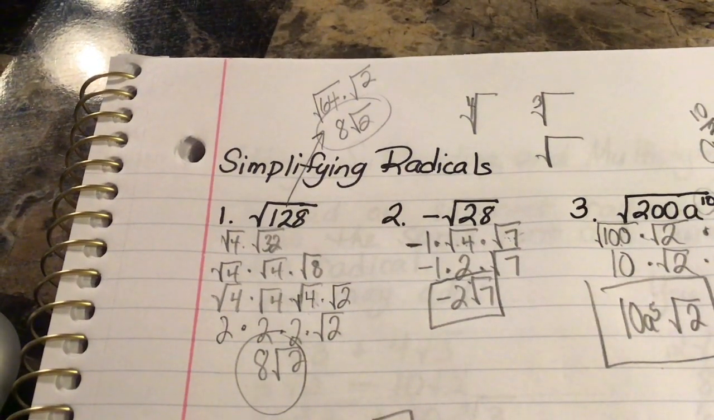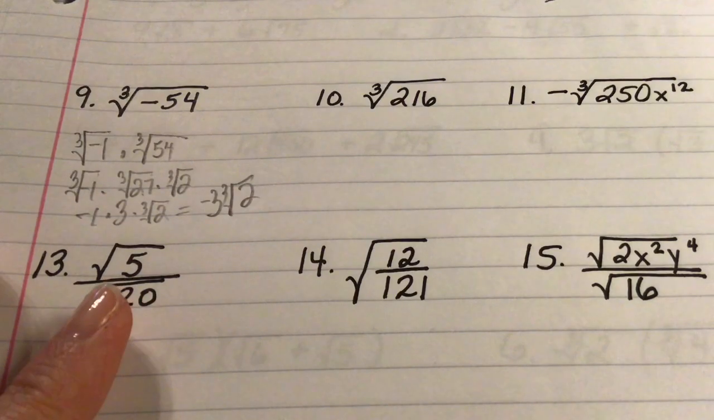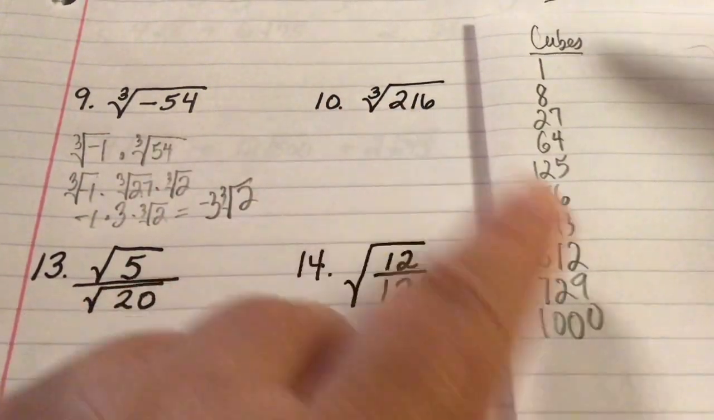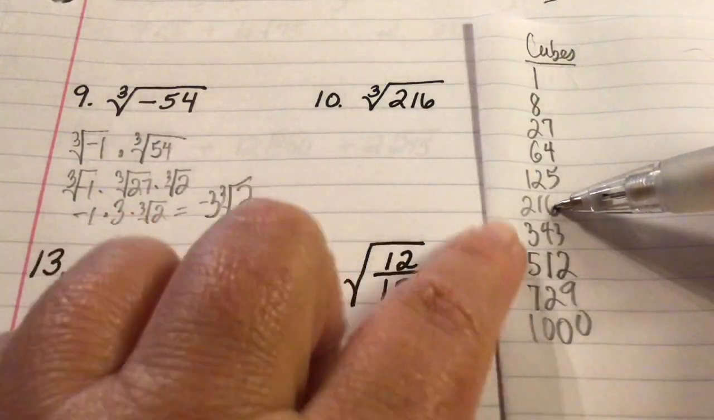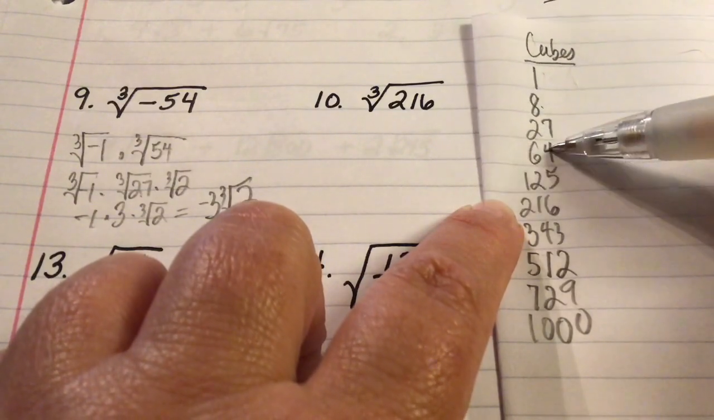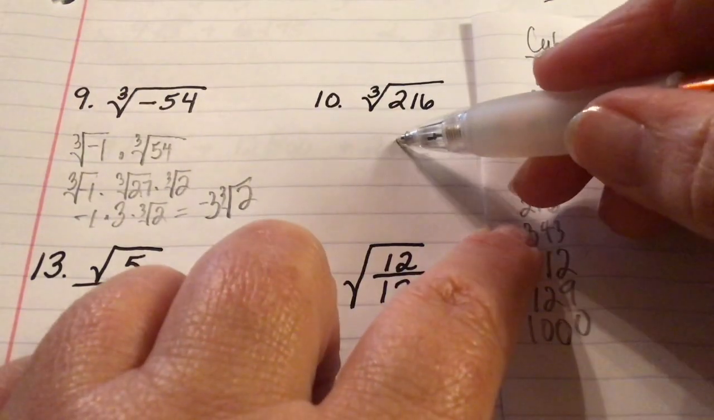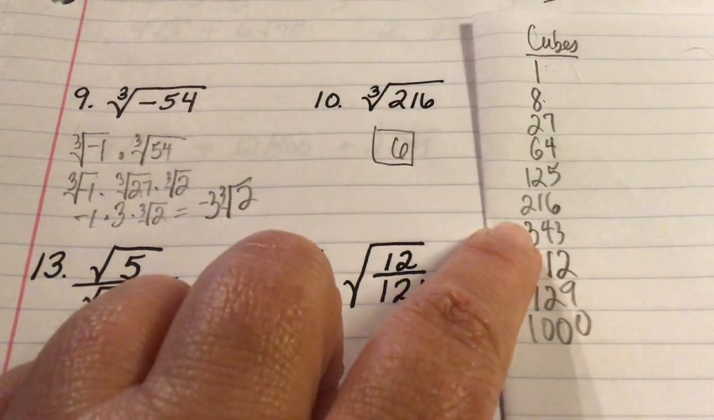In the last video, I did not finish simplifying radicals, so this is simplifying radicals part 2. Down here I'm on number 10, and we were looking at this cube root of 216 and looking at this list. Hopefully you notice, look, 216 is in the list. 1 cubed, 2 cubed, 3 cubed, 4 cubed, 5 cubed, 6 cubed. So the cube root of 216 is 6. That one was super easy. Isn't it nice when it comes out that easily?